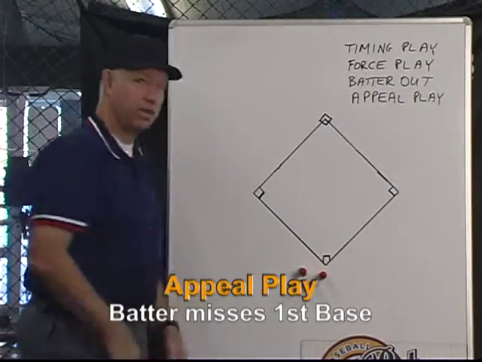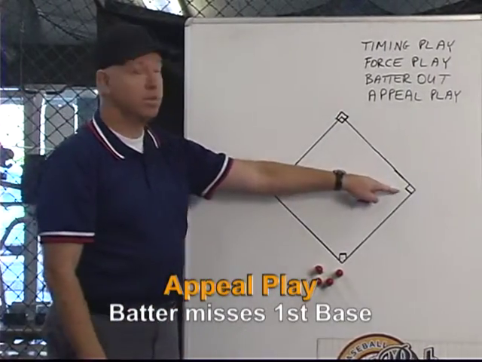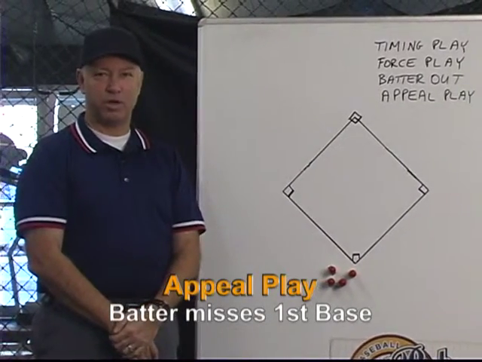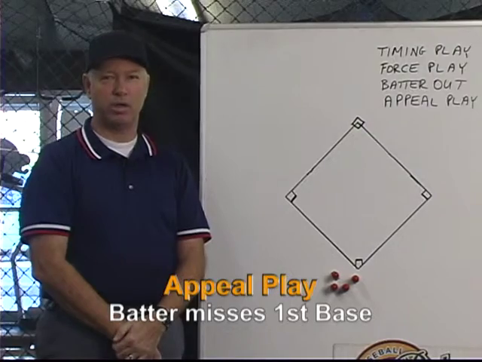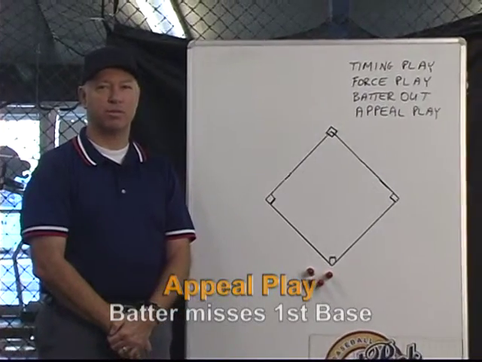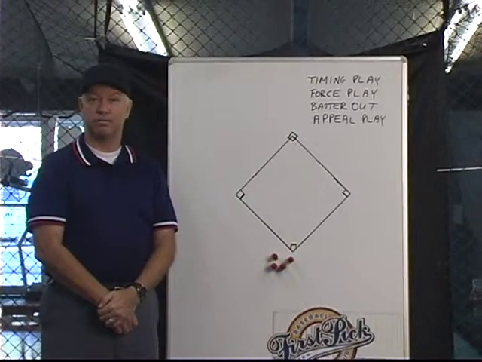Everybody's congratulating each other over here, and the defense appeals that he missed first base. That means he was out before he touched first base, and no run can score if the third out is made before the batter reaches first base. So none of these runs would score, and the inning is over.